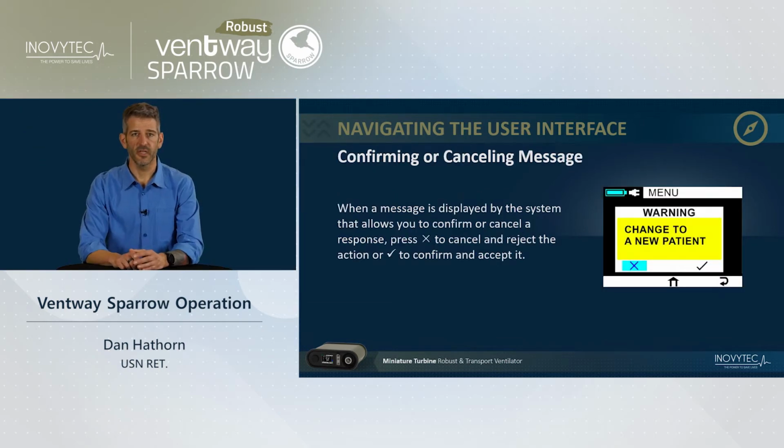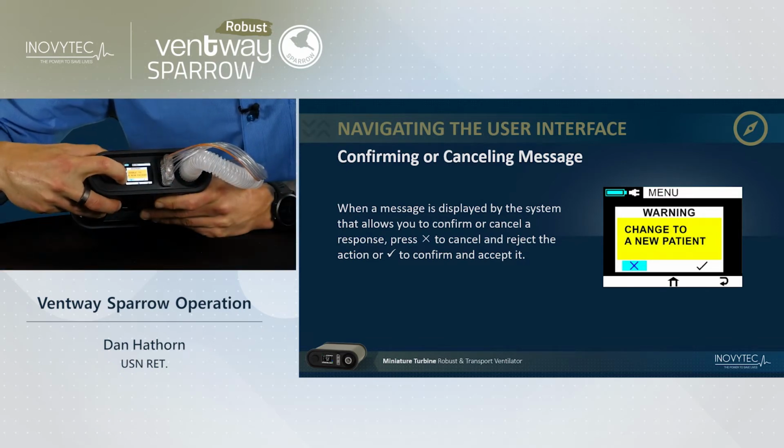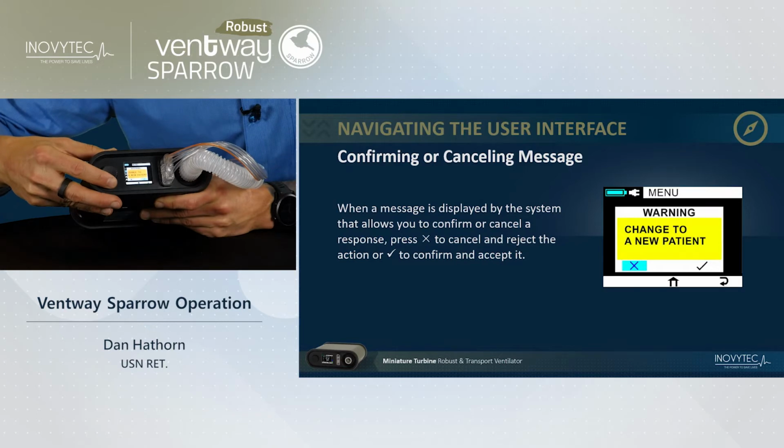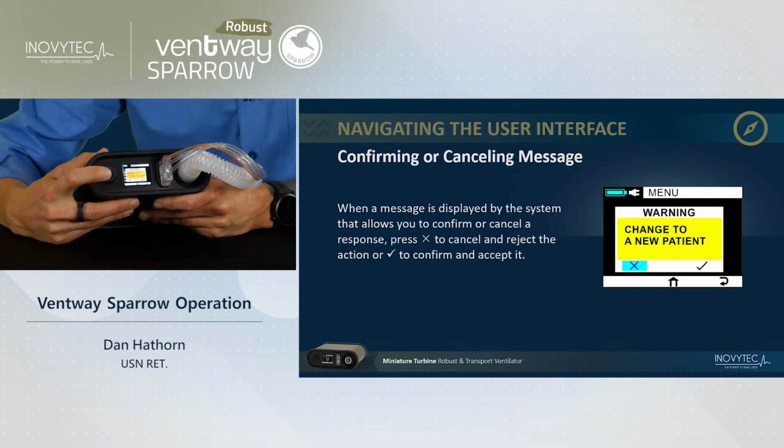Confirming or canceling a message. When a message is displayed by the system that allows you to confirm or cancel a response, press X to cancel and reject the action, or the check mark to confirm and accept it. Change to a new patient. X to cancel, scroll with the knob, highlight the desired field, or check to confirm.